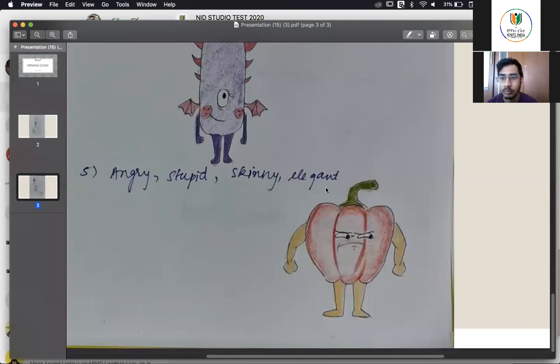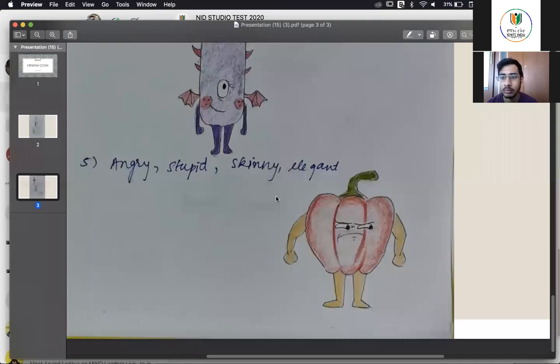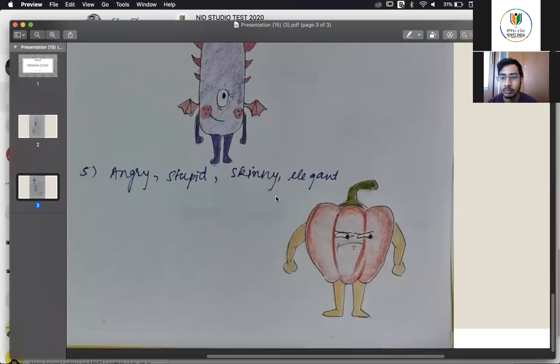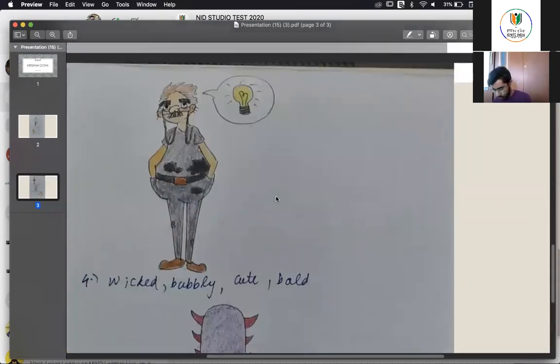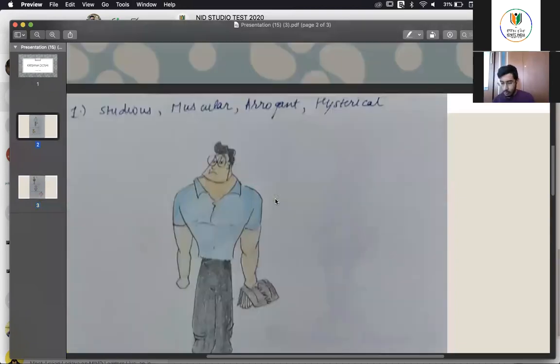What is this? Skinny? It's a capsicum, okay, like the red one. What is this word? Elegant. Yeah, the elegant part I was not able to show. First, I had drawn some girl, but it can go with the elegance. The color combination is like that. Very complicated. And the red and green mix comes towards a little bit of the elegant side. So color also talks. Okay, quite impressive job you did.